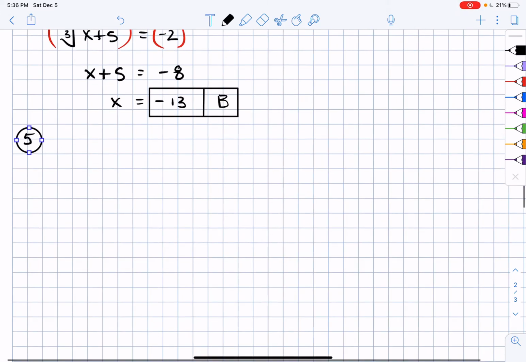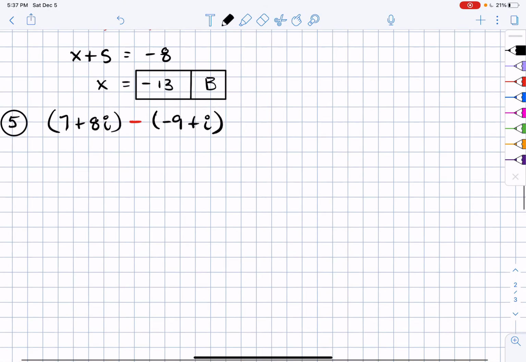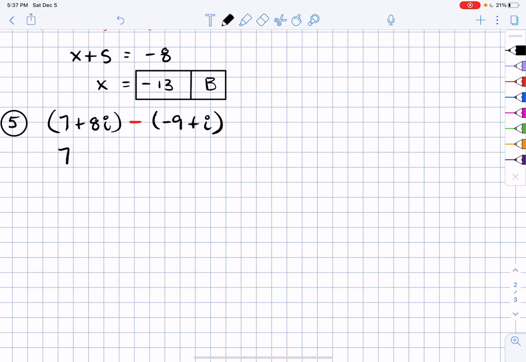All right, 5 says 7 plus 8i minus negative 9 plus i. Okay, like I said, for you guys, I usually like to stack this. So I'm going to write the 7 plus 8i, and then I'm going to negate everything in the second one, which is the same thing as distributing. So the negative 9 is now going to be a positive 9, and the plus i is now going to be a negative i. I like to stack it because then everything is right with each other. So I'm going to have 16 plus 7i.